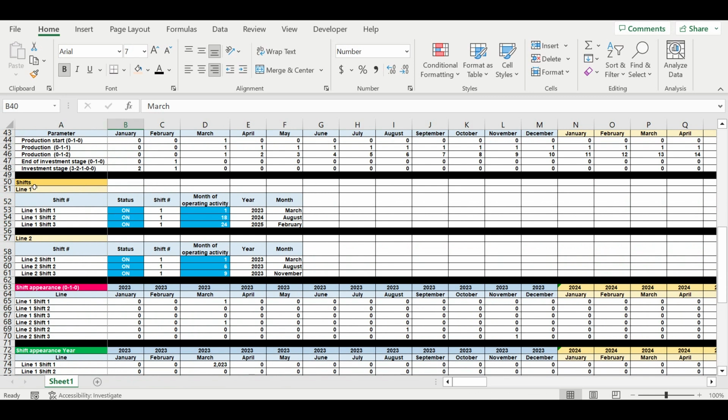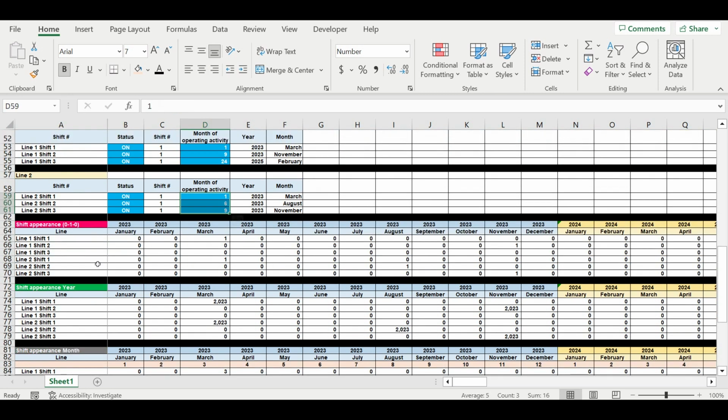Then we started working with shifts, so we assume that on each of our lines we may switch each shift on and off; maximum we can have 3 shifts per day. Here we specified that the first shift appears in the first month of operating activity, which is March 2023. The second shift appears in the 18th month of operating activity, which is August 2024, so we can easily place it earlier or further inside the timeline. These are the shifts and their appearance for the first line, and these are the shifts, their switchers, and when they appear for line number 2.